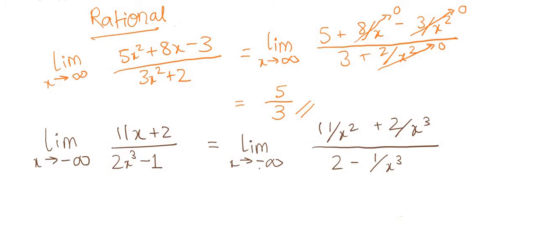And as x tends to negative infinity, this thing will go to 0. All the terms which have an x in the denominator will go to 0. All we are left with is half.